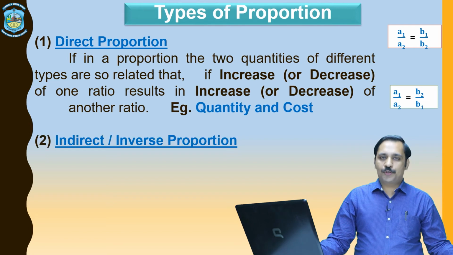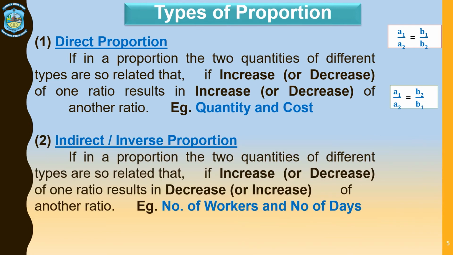The second proportion is called indirect or inverse proportion. That means if in a proportion two quantities of different types are so related that an increase or decrease in one quantity results in decrease or increase in the other quantity, then we say that these quantities are in indirect proportion. That means A1 upon A2 is equal to B2 upon B1.